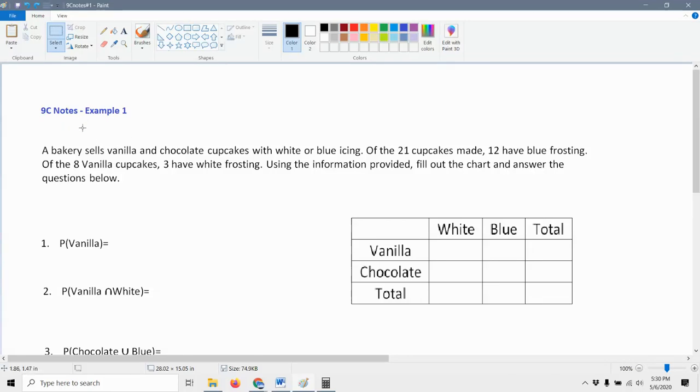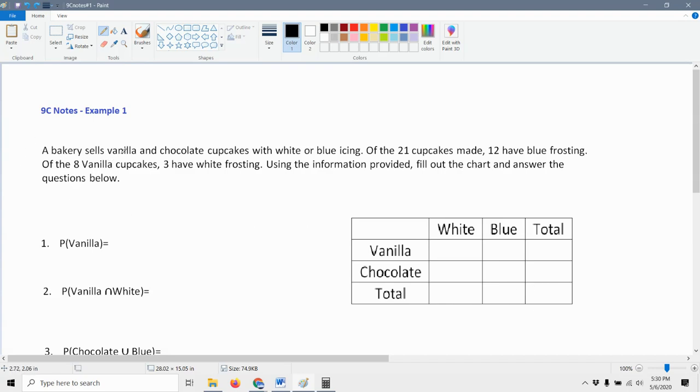This is example number 1 in the 9C notes. The first thing we want to do is work through the paragraph to fill in our table. Be sure that you do that carefully because everything else will depend on filling this table out correctly.